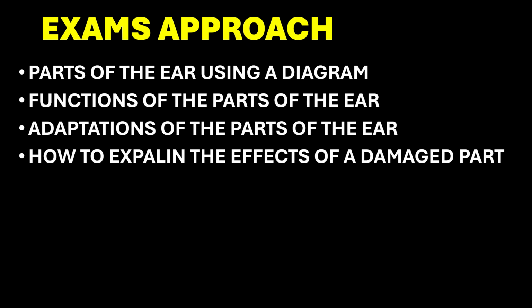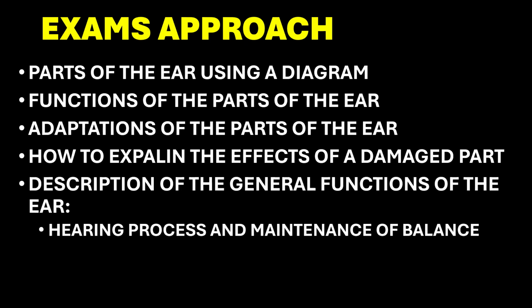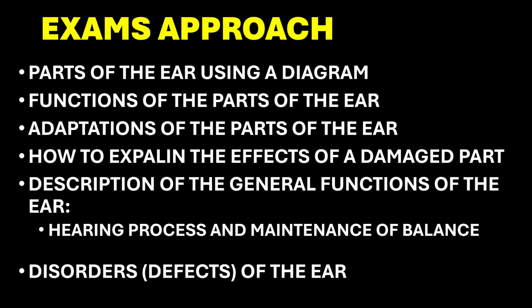Remember, explaining actually will earn you a good amount of marks. And then lastly, we have to look at the general functions of the ear, where we're going to describe the process of hearing and the maintenance of balance. So this is the structure, the approach you should take when you are studying the ear. It consists of two main divisions. There's the anatomical part, that's the structure and the functions, and then we have the physiological part that deals with the general functions, the hearing process, and the maintenance of balance.